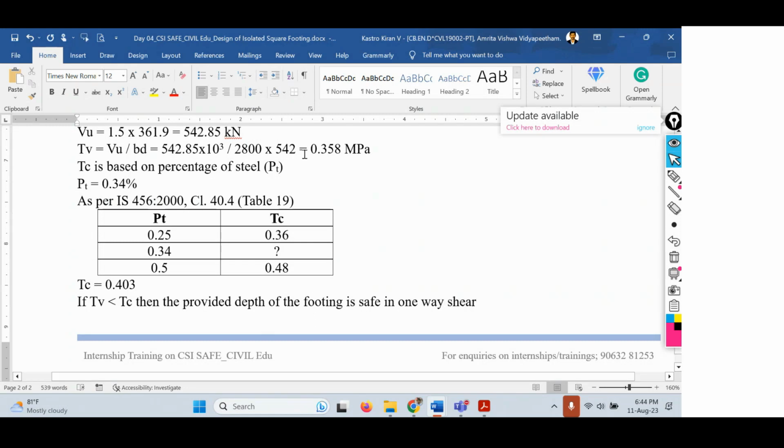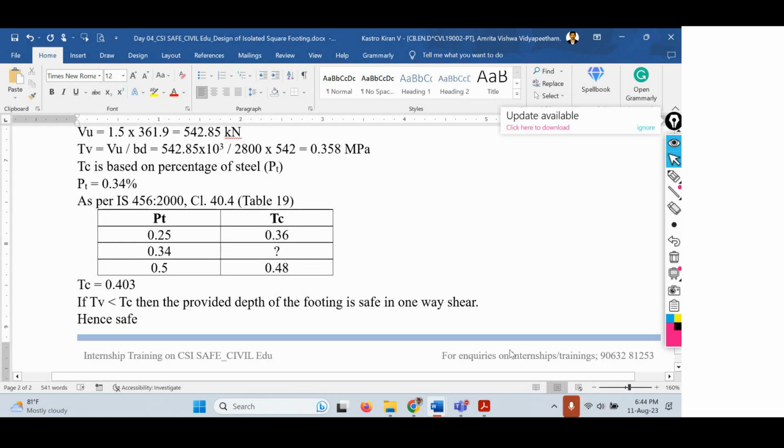What is the tau v value? 0.358. What is the tau c value? 0.403. So is tau v less than tau c or not? Yes, it is less than. Tau v is less than tau c. Therefore, the provided depth is safe in shear. Hence safe, but only in one-way shear.